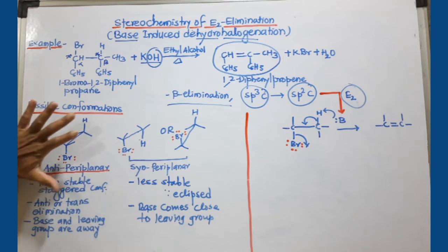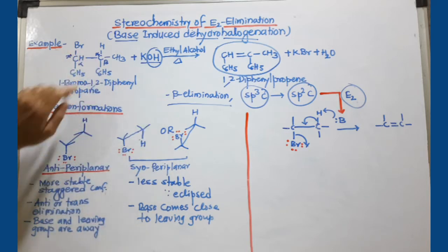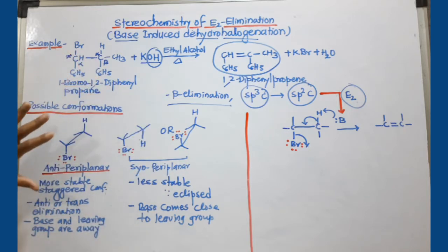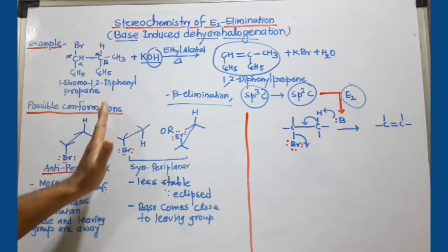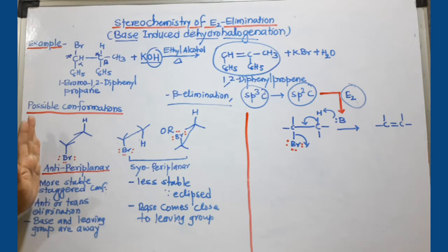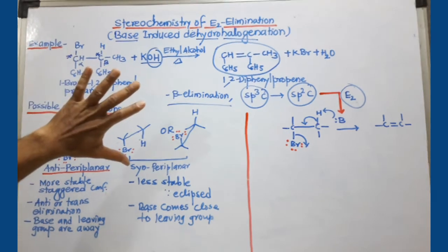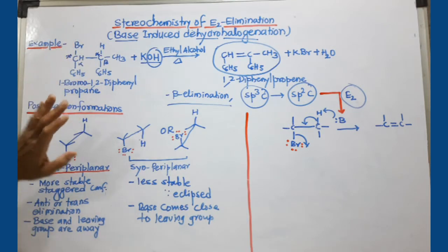But here, if the molecule is in anti-periplanar arrangement, the base is coming from the opposite side of this leaving group, and you can say the base is far away from the leaving group, and there is less repulsion between the lone pair of the leaving group and the base. So this is a more comfortable arrangement for the elimination reaction. So you must remember that the anti-periplanar arrangement is preferred for the elimination reaction by the base in dehydrohalogenation reaction over the syn periplanar arrangement.